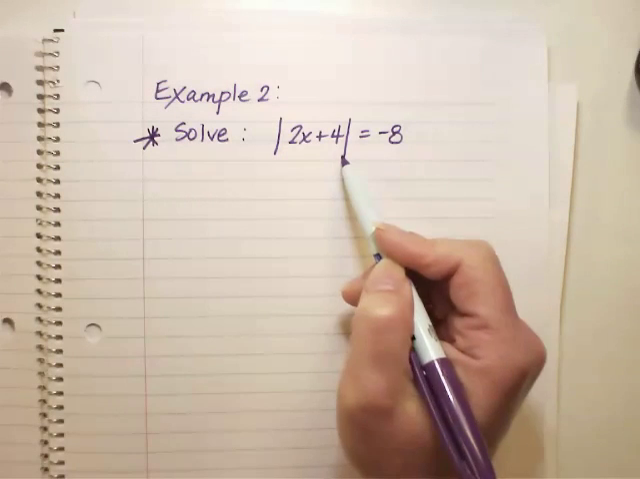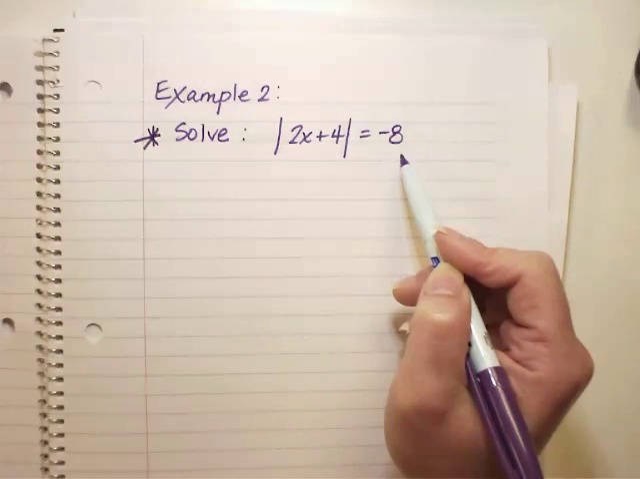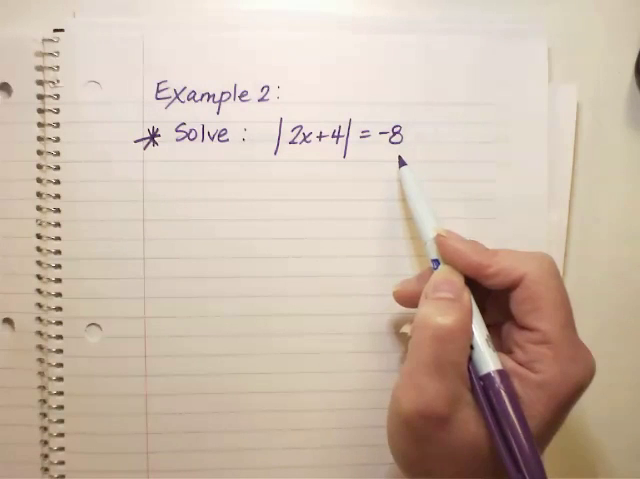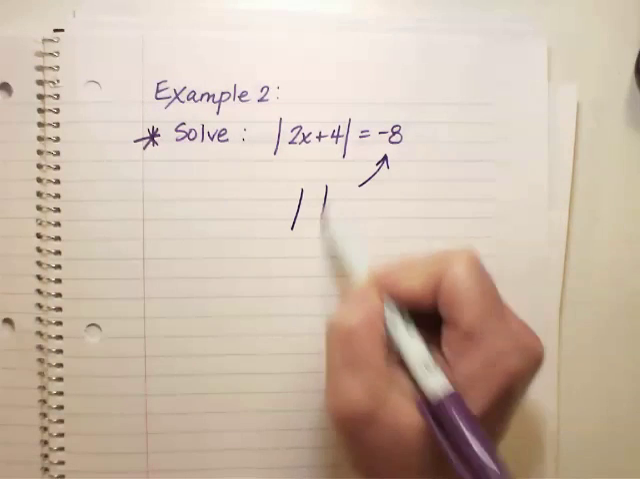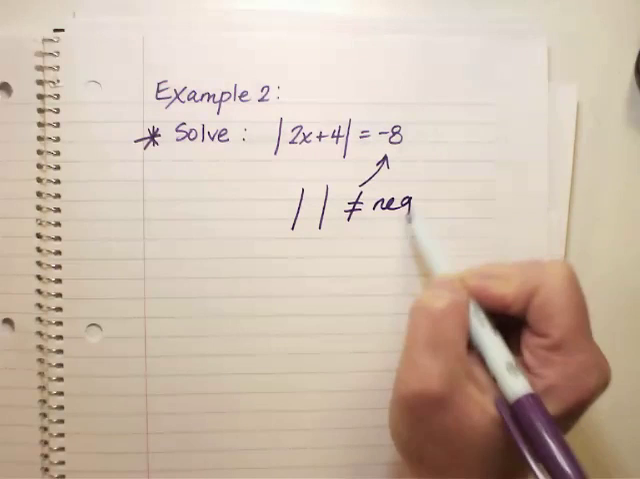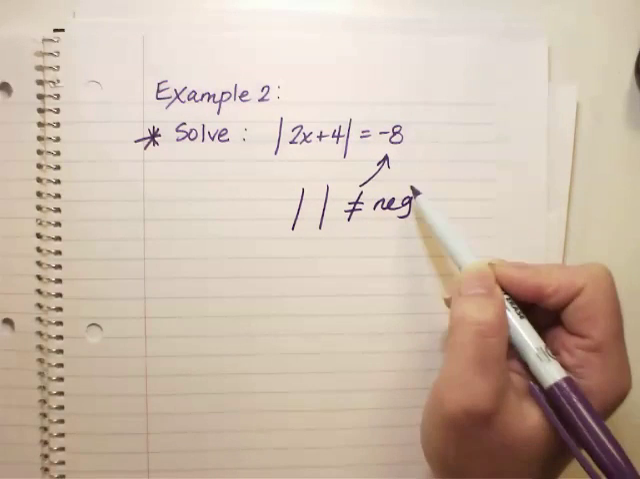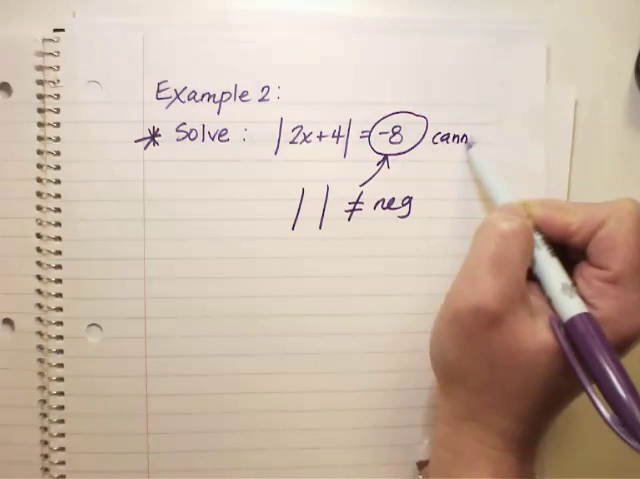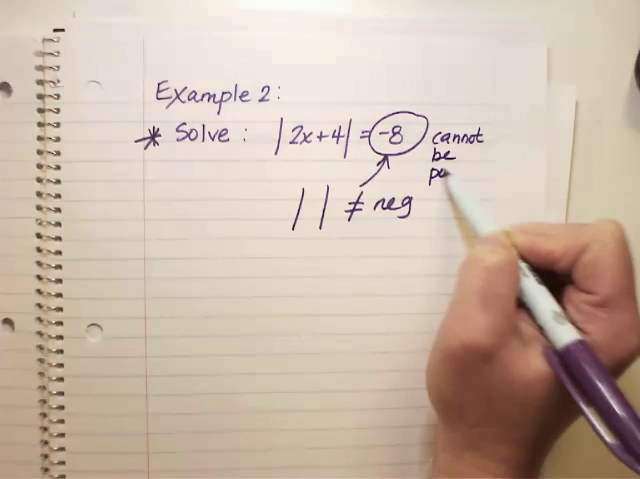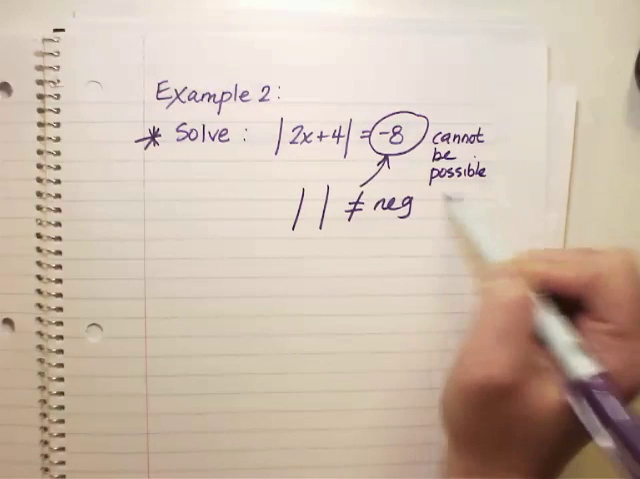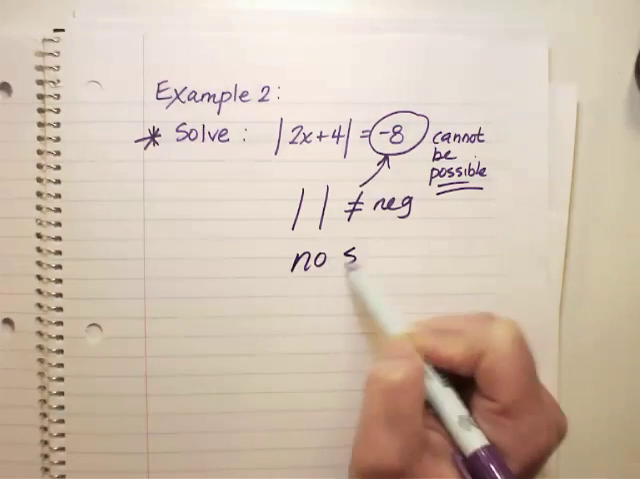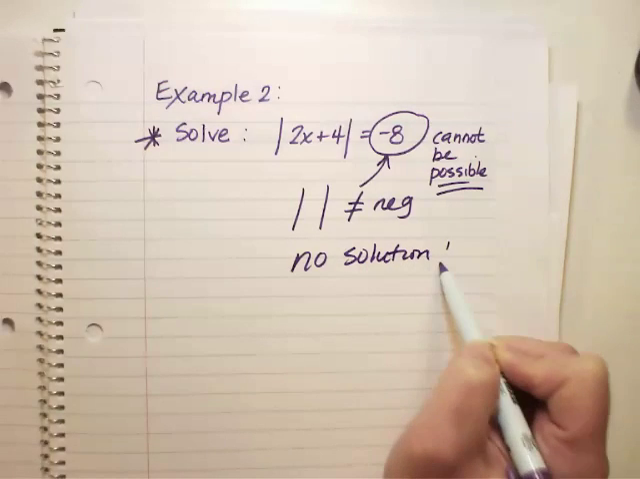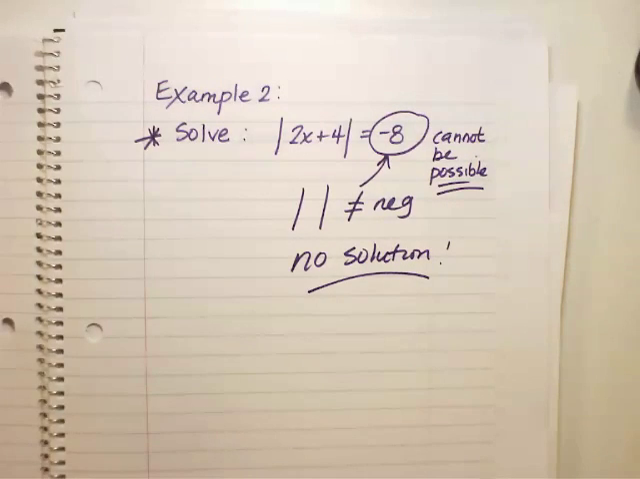Can an absolute value ever equal a negative? And the answer is no. Absolute value cannot equal a negative number. So since absolute value can never be negative, this is not possible. I cannot have this. So since I cannot have this, we call this no solution. So hopefully take a look at your work and make sure that next time you don't fall for this trick.